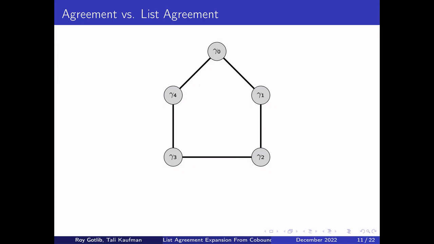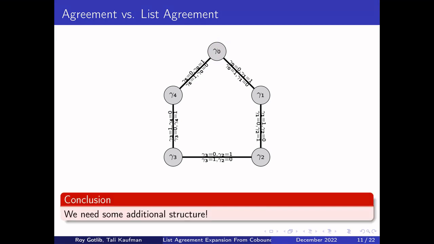Consider a cycle of odd length with these two assignments on its edges. And note that for every vertex, there is a permutation under which this L assignment agrees. For example, for gamma 0, this assignment agrees with this assignment, and this assignment agrees with this assignment. However, the two assignments can be interpreted as saying that the two sides of the edge are colored in different colors. And since this cycle is of odd length, it is clear that the assignment is not agreeing. We therefore conclude that we need some additional structure in order to test for list agreement. This additional structure is going to be coboundary expansion, which we will present next.